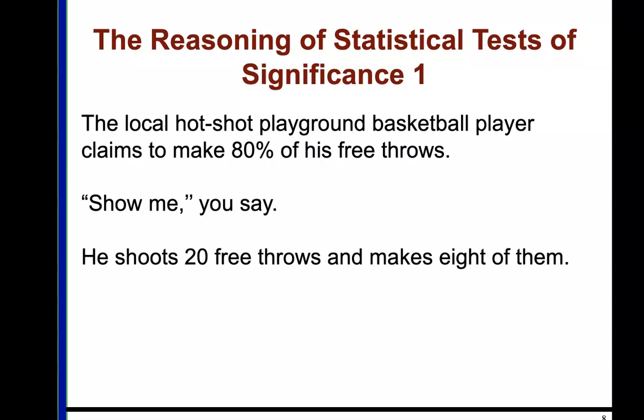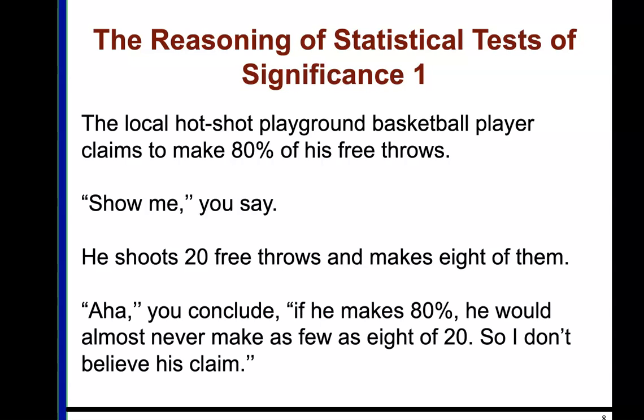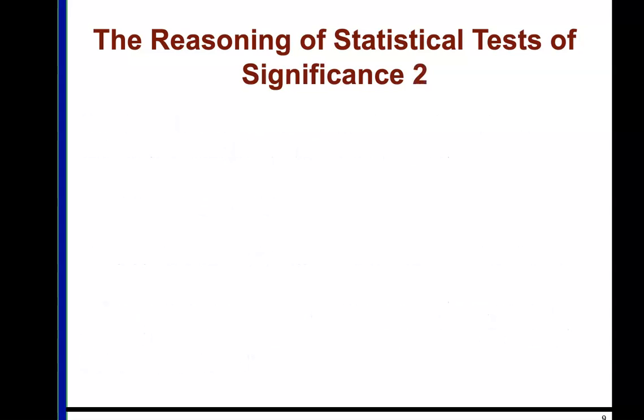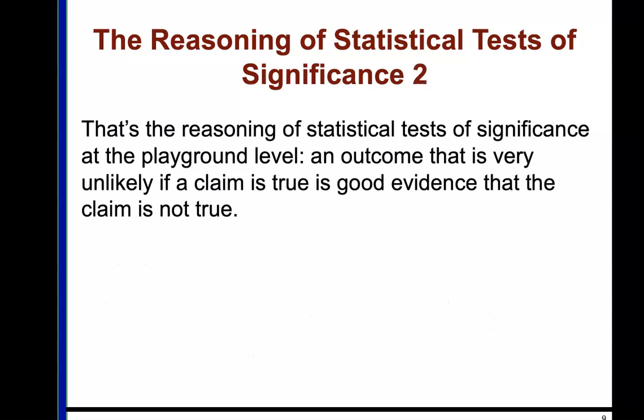So he shoots 20 free throws and makes 8 of them. And you're like, okay, well, if you're supposed to make 80%, I don't think that you would have only made 8 out of your 20. So I don't believe you. So that's the reasoning that we apply to test of significance.